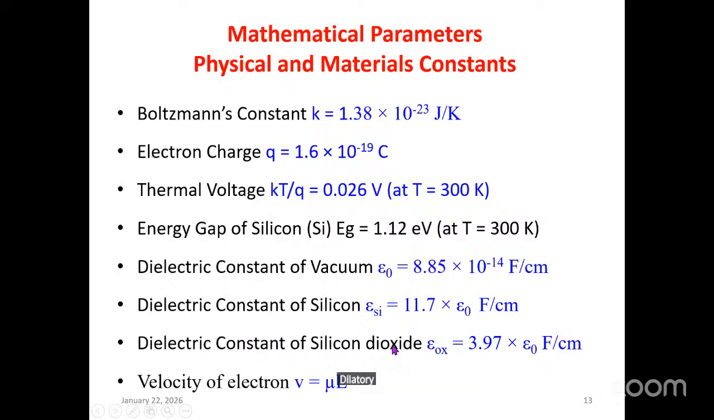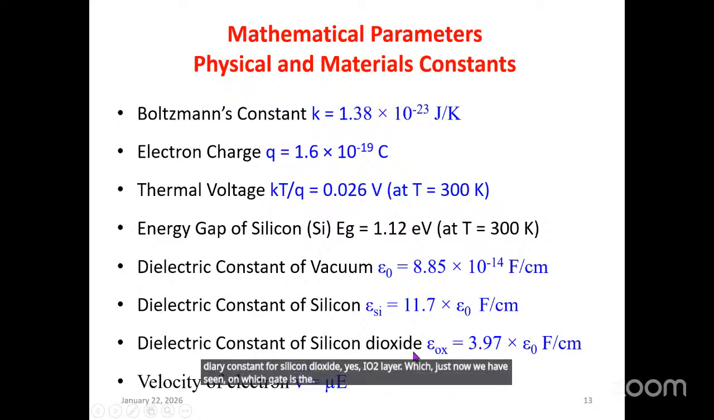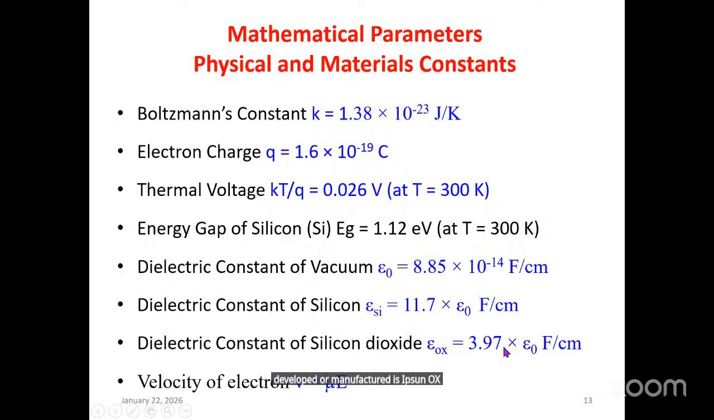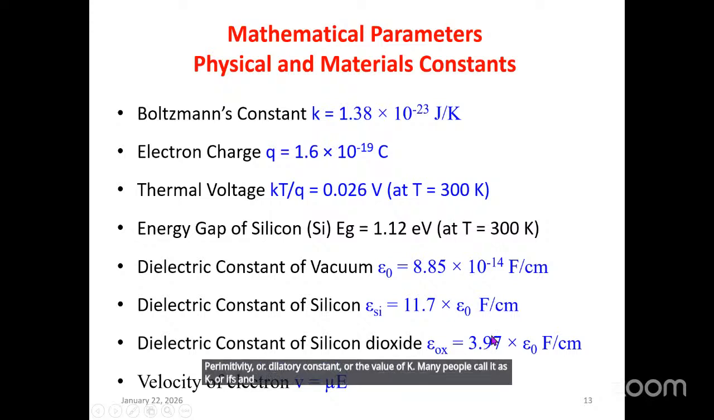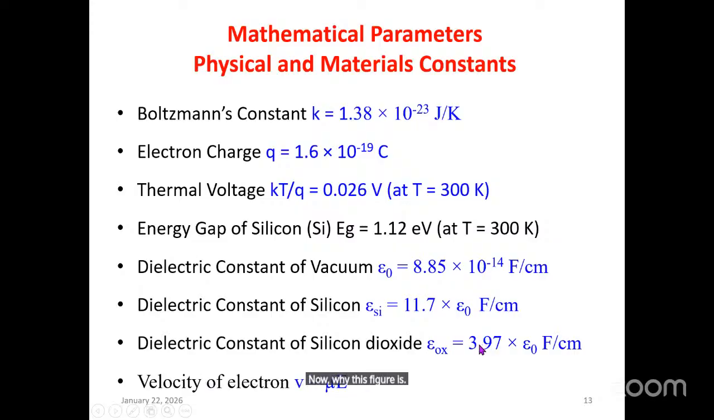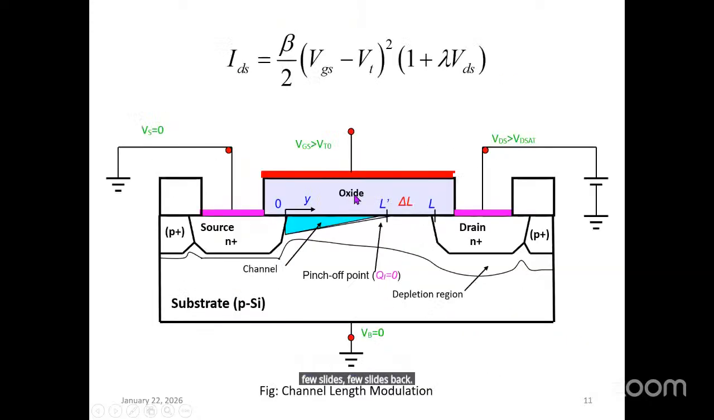The dielectric constant for the silicon dioxide, SiO2 layer, which we have just seen, on which the gate is developed or manufactured, is epsilon OX, meaning oxide layer, approximately 4, 3.97, times epsilon 0 farad per centimeter or farad per meter. Keep this in mind. Silicon dioxide has permittivity, or dielectric constant, or the value of K, as many people call it, epsilon OX, equal to nearly 4. Now, why is this figure important? Let me go back a few slides. Okay, look at this figure.